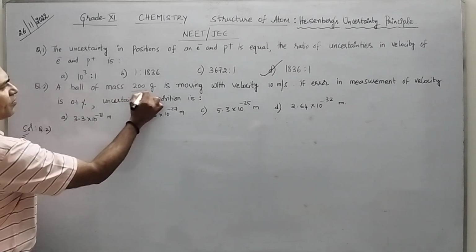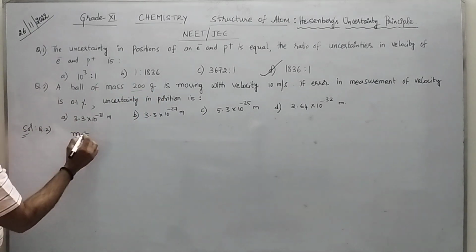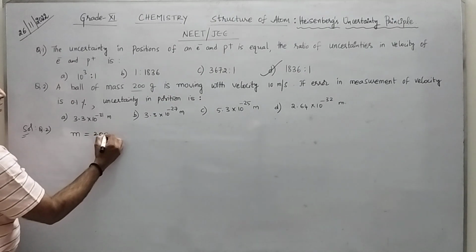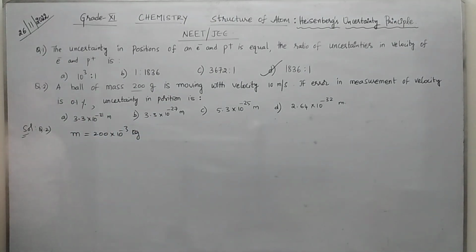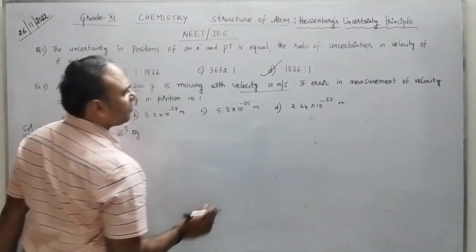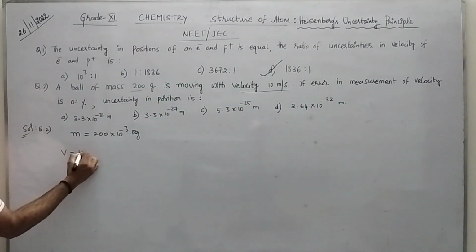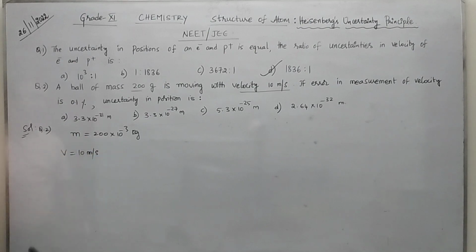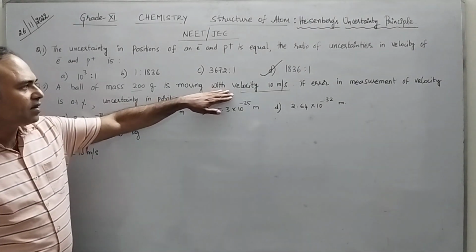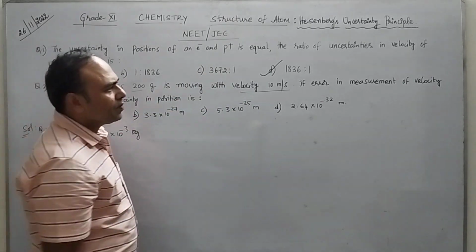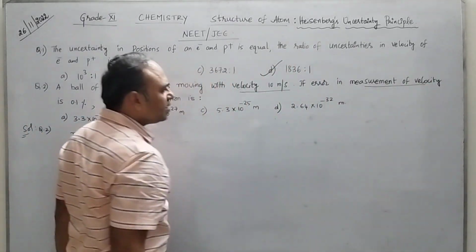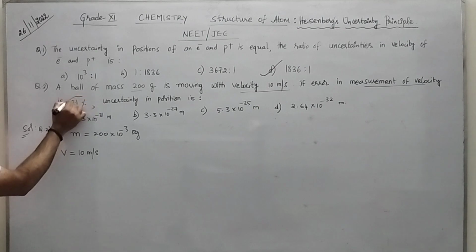A ball of mass. First write the terms here. M is nothing but 200 gram. We convert into kg, 10 power minus 3 kg. Moving with velocity of 10 meter per second. So V is equal to 10 meter per second. Understand that here they are not asking you delta V. They have given you only velocity. And they say error in the measurement of velocity is 0.1%.